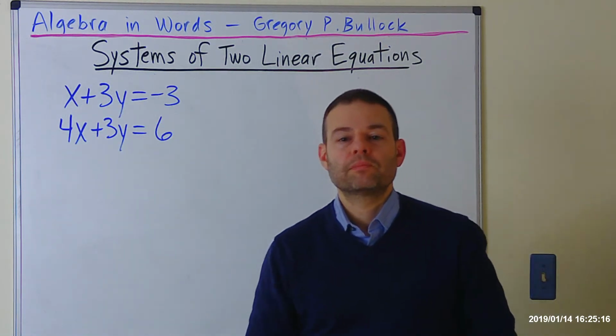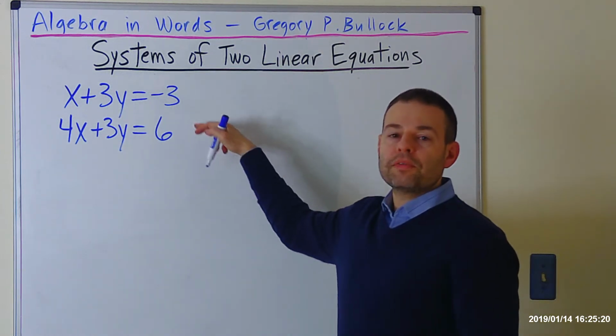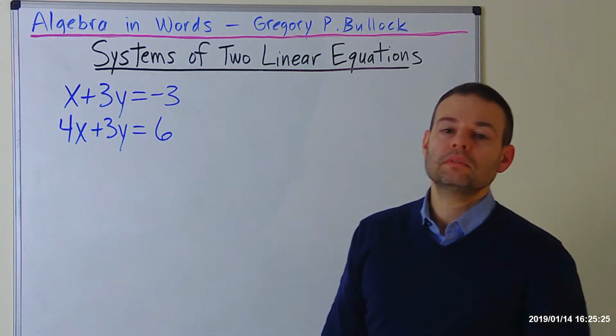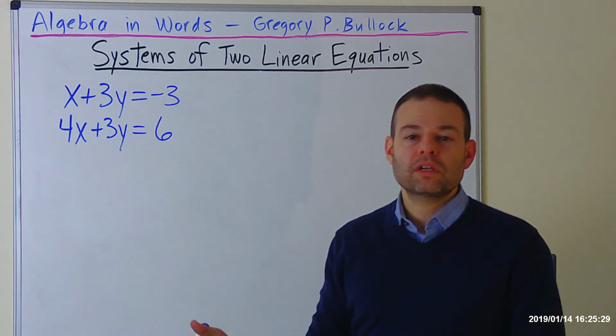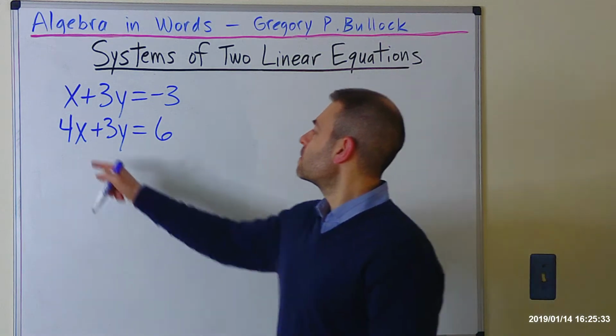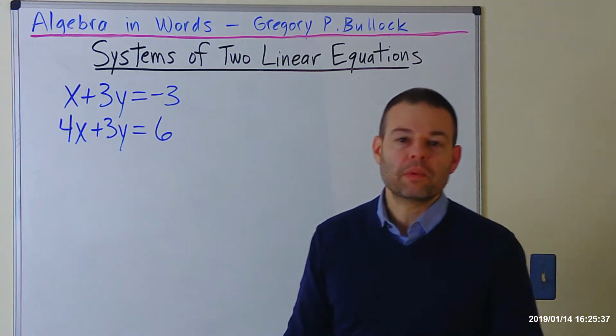And now I put the second problem on the board. Notice they're both in standard form, and they're both lined up with the like terms lined up. Alright, so now let's try to figure out, is it going to be better to eliminate the x terms or the y terms? So let's figure that out. So we have x and 4x, then we have 3y and 3y again.